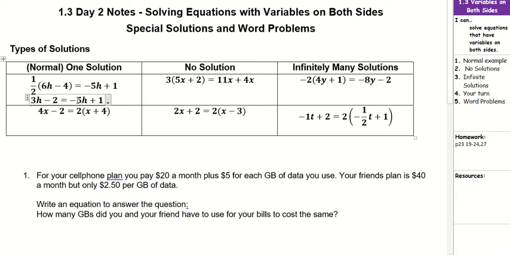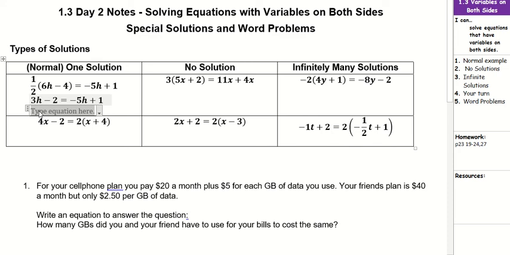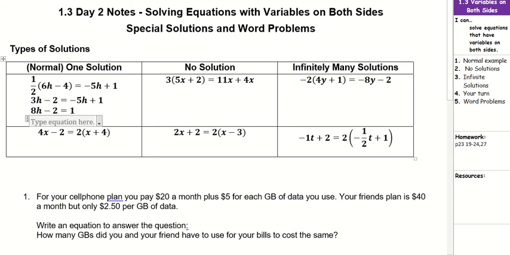Now I need to get all my variables on one side, usually the left, and all of my constants on one side, usually the right. So I'm going to add 5h to both sides. If I add 5h to this side, I end up with 8h minus 2. And if I add 5h to this side, it goes away, so I'm left with just plus 1. Now I'm going to move my -2 to this side, so I'm going to add 2 to both sides because I need to undo -2. This is just like 1.2 now. So I have 8h equals 3.